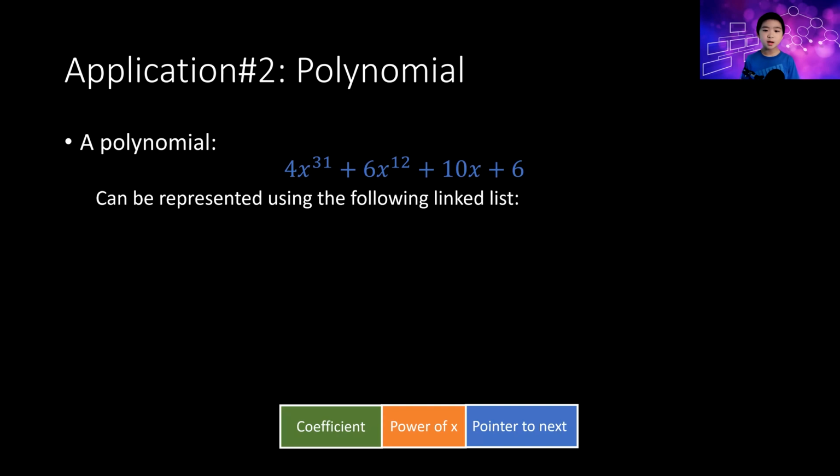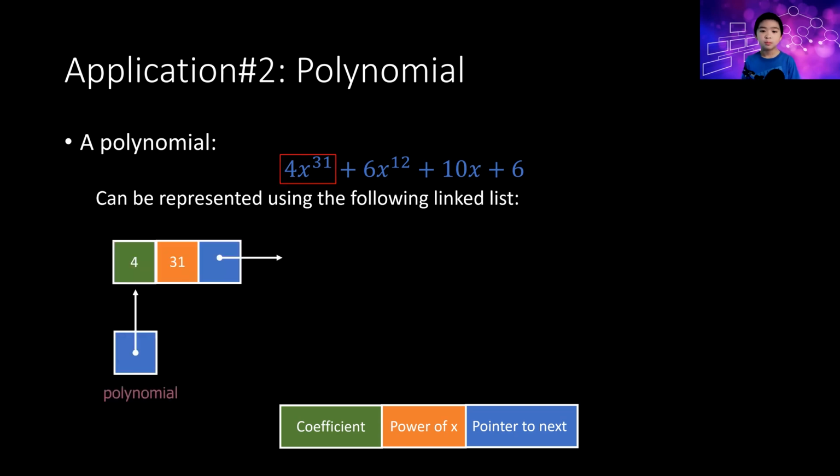Sometimes we can design a custom linked list for a specific problem. For example, we can extend the singly linked list to represent a polynomial. In this linked list, we will have 2 variables to store data, with one for the coefficient, the other for the power of x. So let's look at this polynomial.